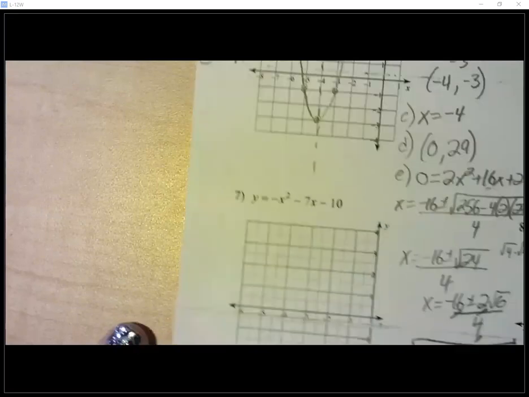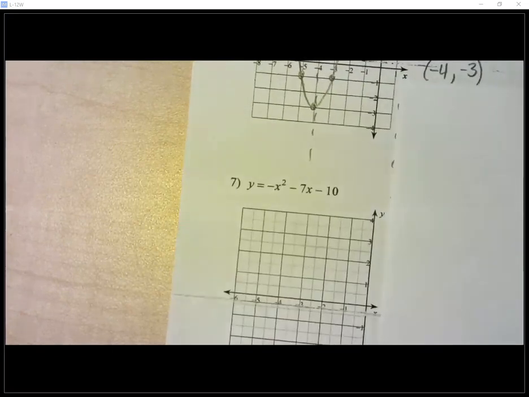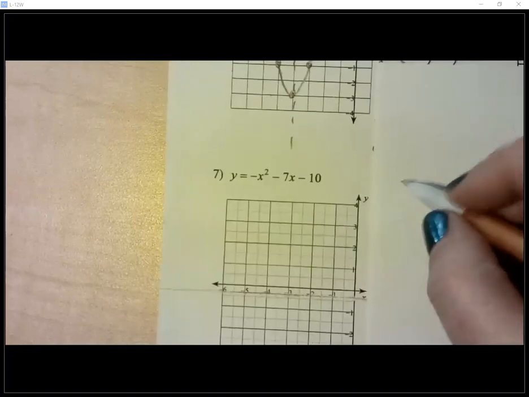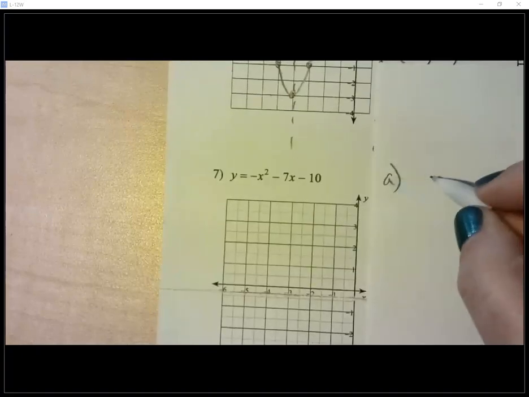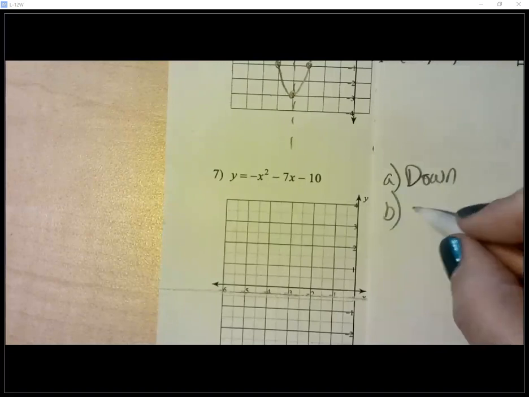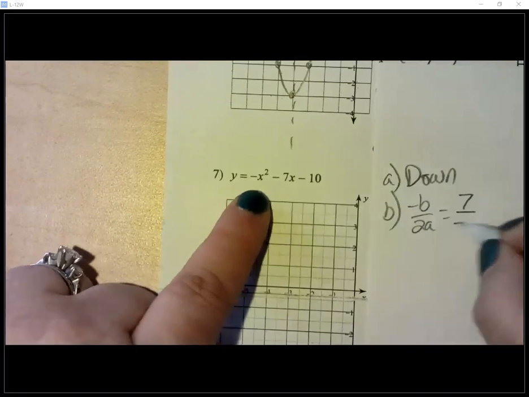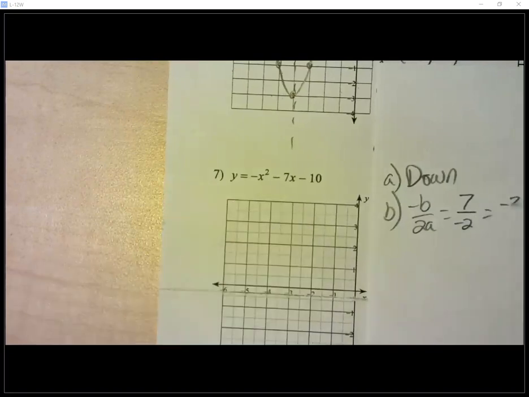So 7's kind of weird because your vertex doesn't happen at a lattice point, but that's okay. Do vertices have to happen at a lattice point? No, obviously not, because this one doesn't. Let's see where it is. Is this going to be up or down? Down. Vertex, negative b over 2a, right? Positive 7 over a negative 2. I am going to turn this into decimal because since I'm graphing, a fraction doesn't really mean much to me.